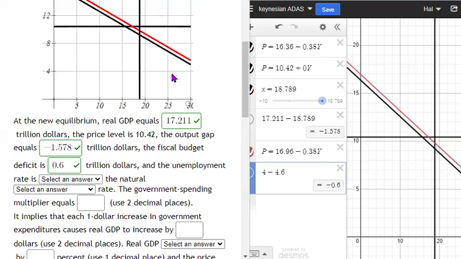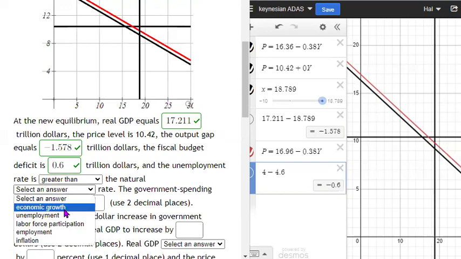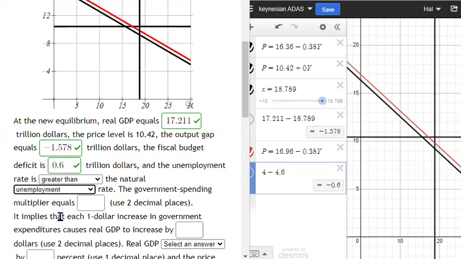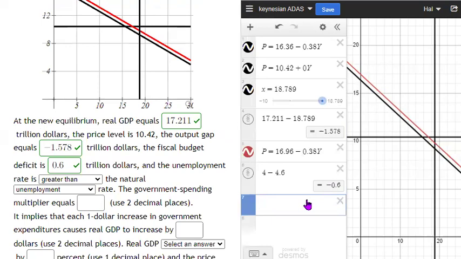The unemployment rate is still too high. So the unemployment rate is still greater than the natural rate of unemployment. The natural rate of unemployment is the unemployment that is desired because it's productive. The government spending multiplier is, with D being the difference, this is the change in government spending, right?